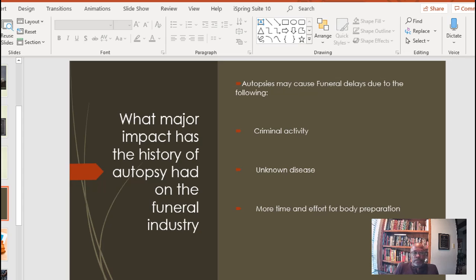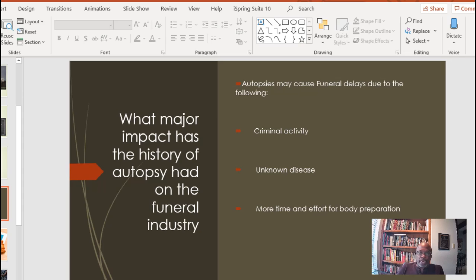What major impact has the history of the autopsy had on the funeral industry? The major impact would be in a positive way. It has kept people off the prep table, I guess you could say. It's extended lives in that it's been a major factor in finding cures for diseases, and even if it didn't cure it, it helped you live longer with it. So autopsies have played a major part in the medical industry and the funeral industry.